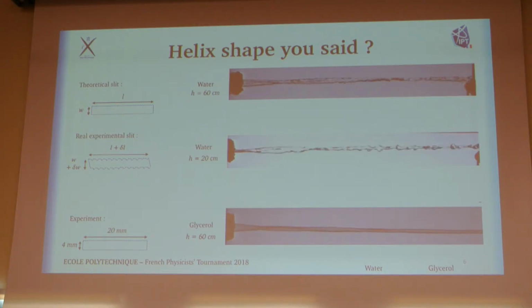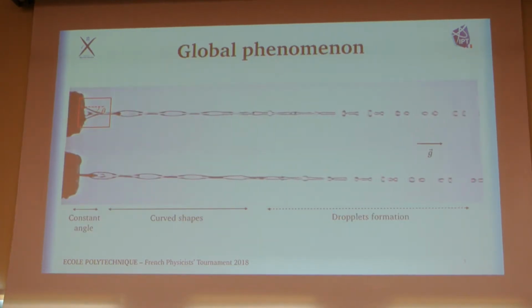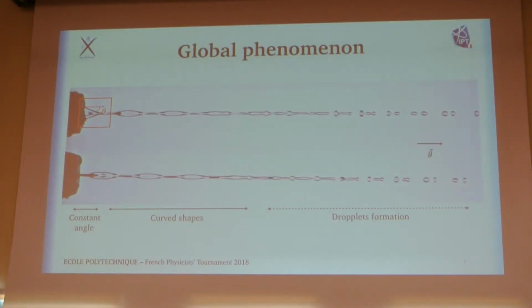We're not going to focus on the helix because the helix is just asymmetry in the slit, so we're going to focus on the symmetrical slits. The global phenomenon is represented here. We can decompose it in three parts. At the top is the slit in one direction, and the other one is just rotated by 90 degrees. First we have a constant angle, then we have curved shapes, and droplet formation at the end.